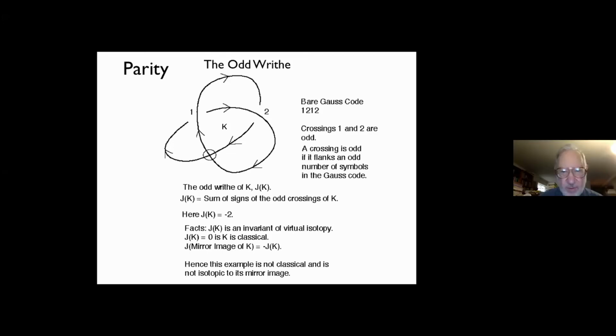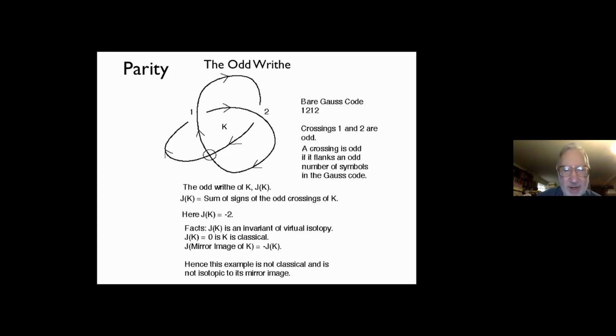And you followed this, yes. I was talking about this slide. Okay, good. So I define the odd writhe to be the sum of the signs of the odd crossings. And here's an exercise for you. Try it for the next time and we can talk about it.